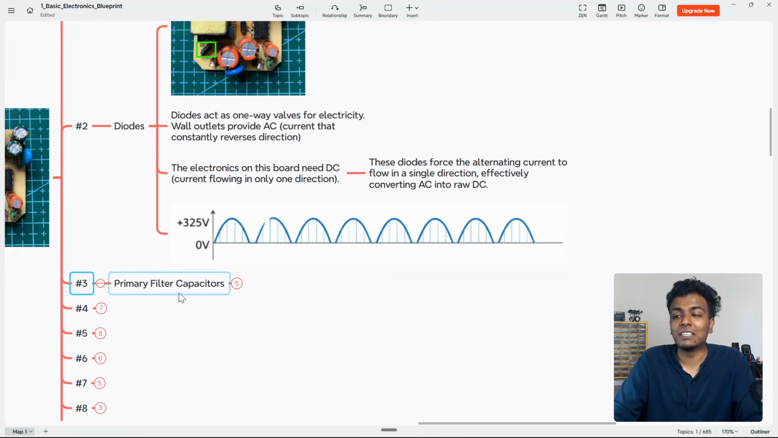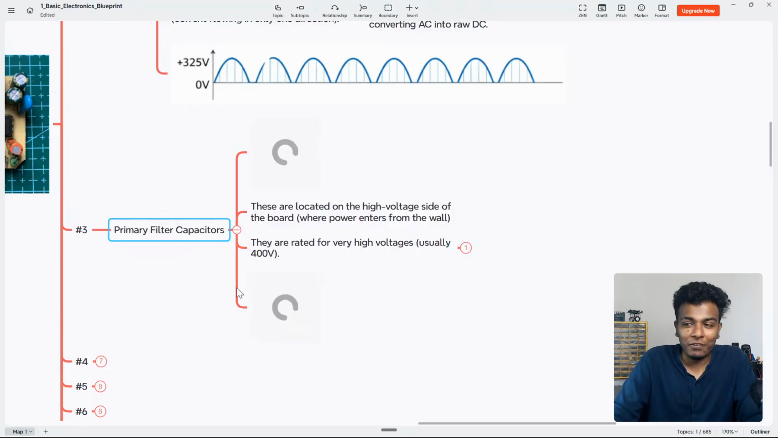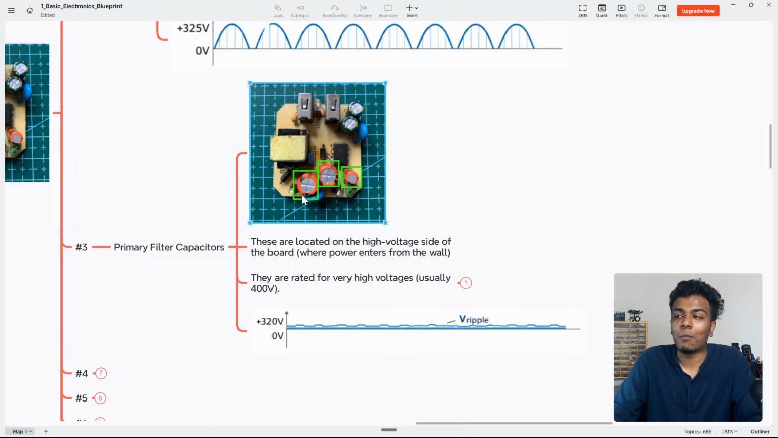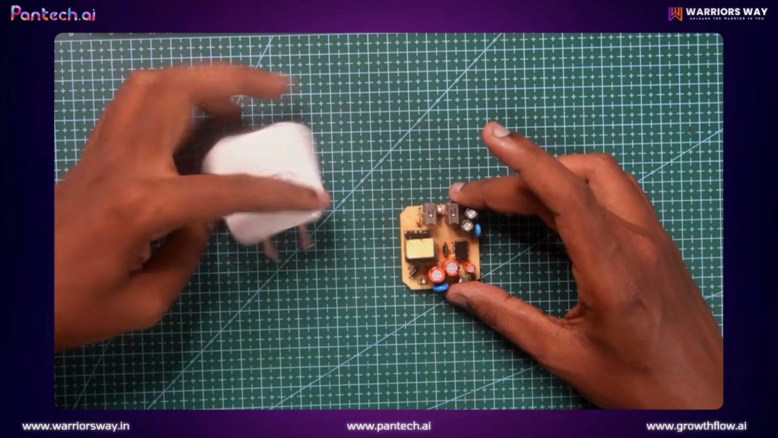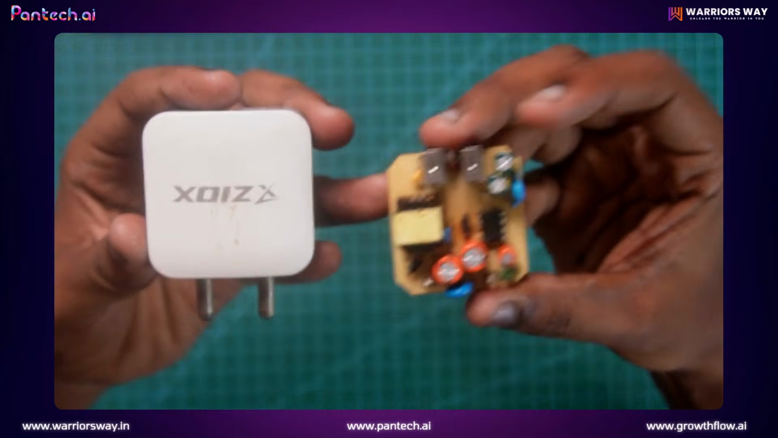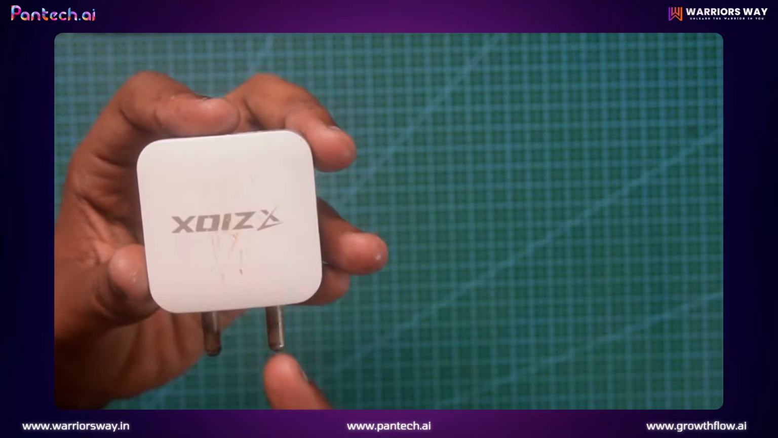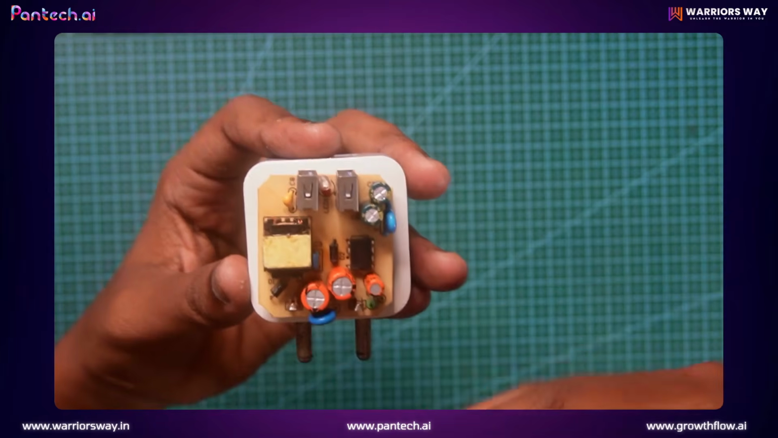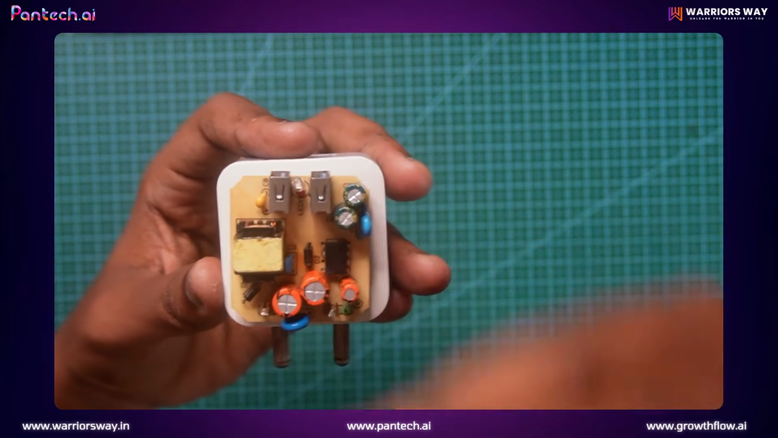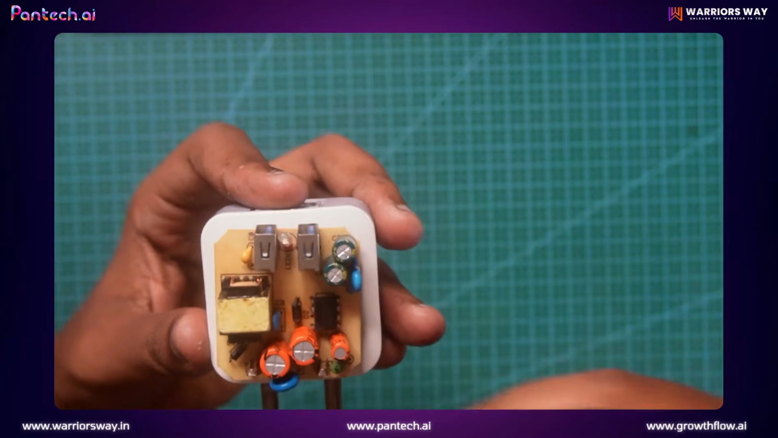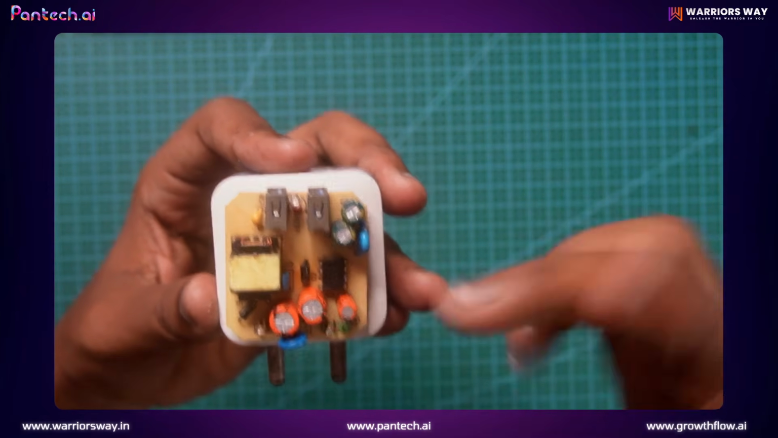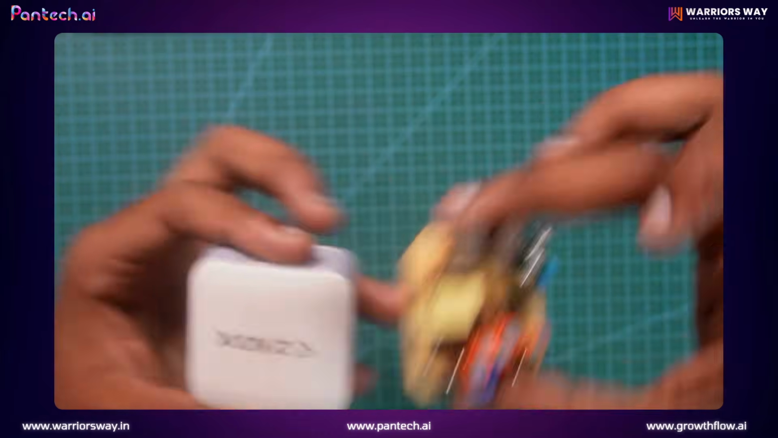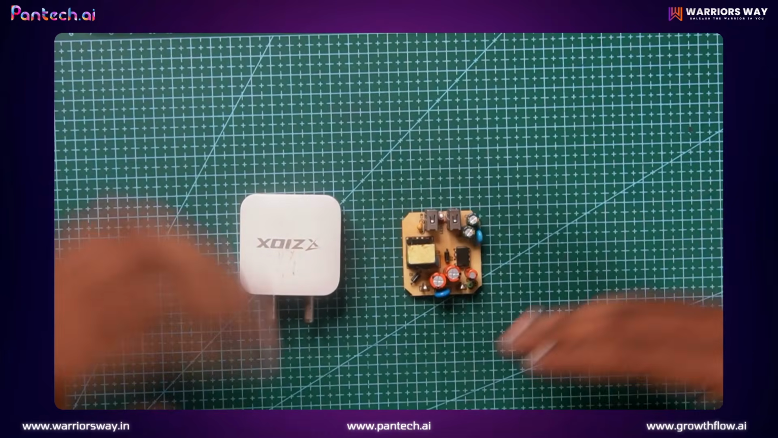The third important component is the primary filter. A filter is nothing but capacitors. Here we have some orange color capacitors. Why are they on this side? Everyone just look at the camera. This is the structure of the charger. Here we have the 2 pins, which are plugged into the socket. On this side, we have these 3 capacitors on the high voltage side, not the low voltage side, because this is where we handle 230 volts. So these 3 main orange color capacitors are kept on the high voltage side.